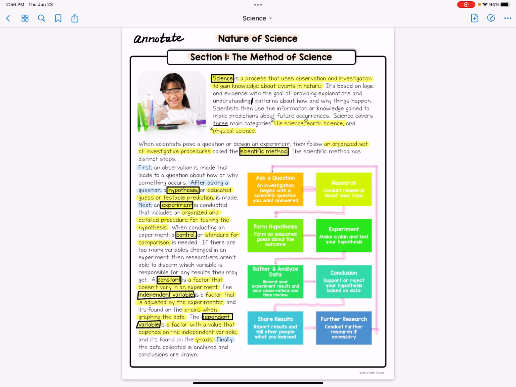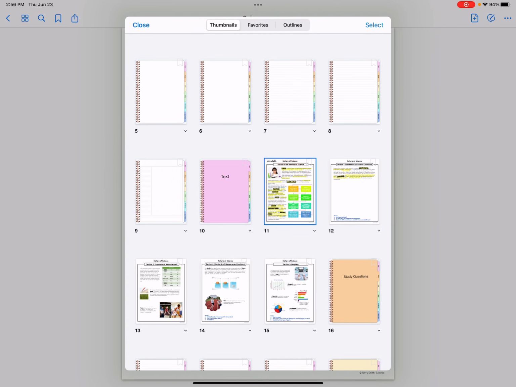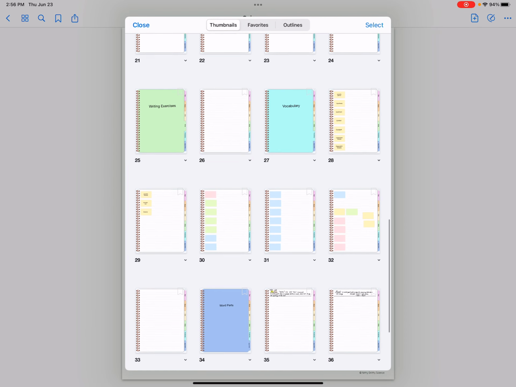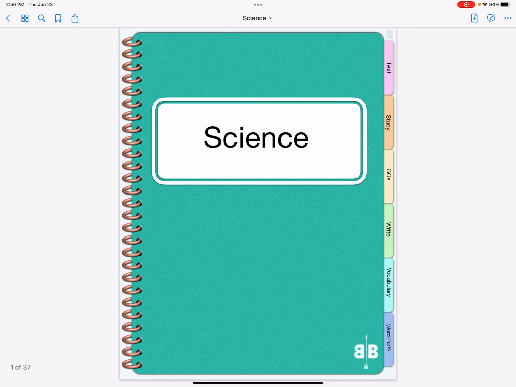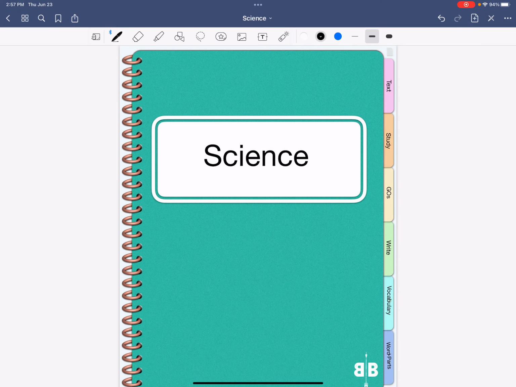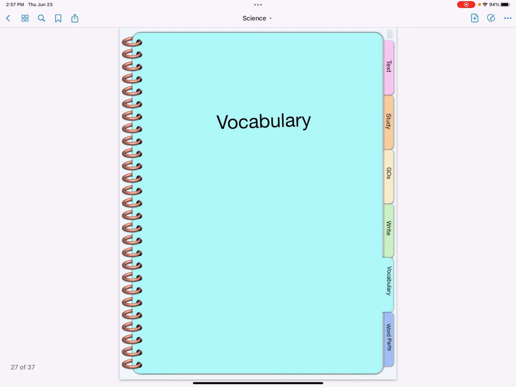One of the hardest things about science is the vocabulary. It's all the new words that you maybe have never heard before, or you haven't used them this way before. So you will need this page that you have annotated, and you will also need your vocabulary section. Let me just go back to the beginning here and I'll show you. Mine is the next to last section, so I'm going to go there.